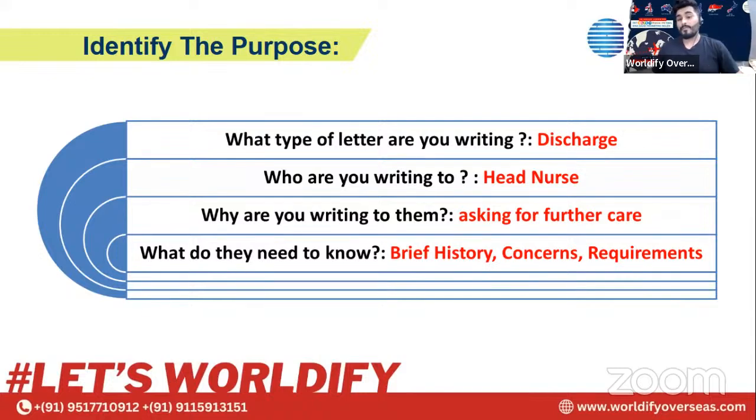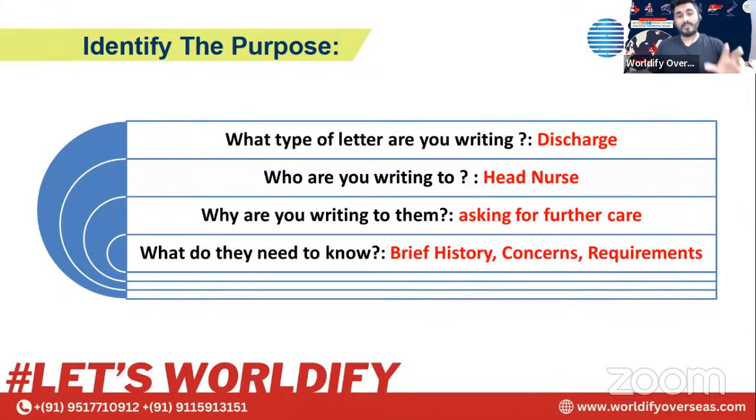Why am I writing to them? Because I'm asking for further care, for ongoing care, for further care and management of the patient. Here you also have to keep in mind that I'm asking a head nurse of a nursing home for further care, so what type of information would she need for that care, and what should I select according to that? What do they need to know according to the task which is given to us?